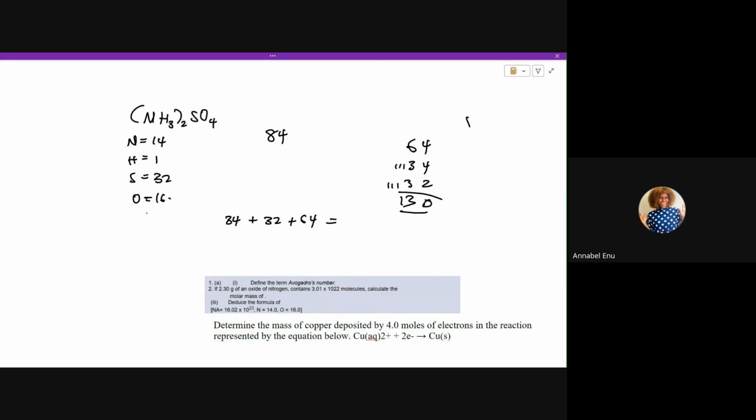Okay, so this is what is going to happen. We know the molar mass. Nitrogen is 14, but this 2 means that we have 2 nitrogens. So it's going to be 14 times 2, which is going to give us 28. Now hydrogen there is 6, because this is going to give us 3 times 2.